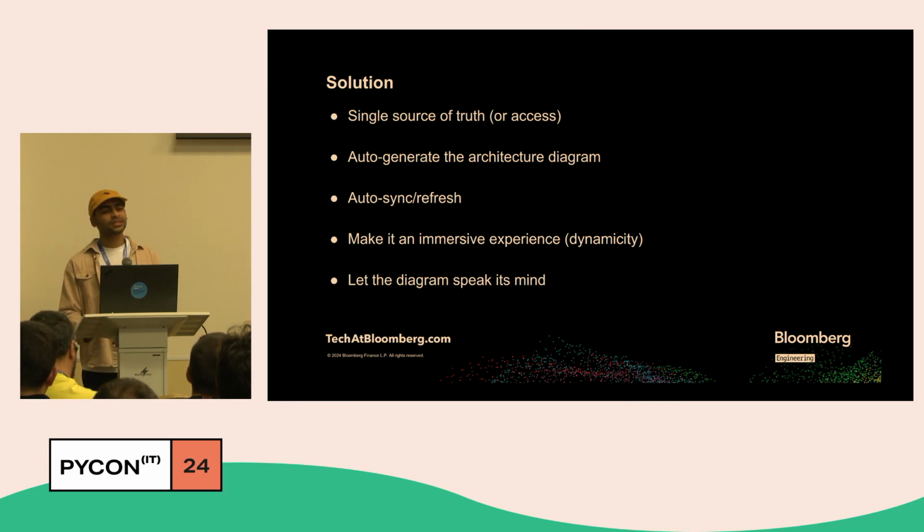So what would an ideal solution look like? It should be a single source of truth, where I just give you one link, one page, or one place where everything is there. It's not distributed, it is very easy to access, and everything is condensed in one place. On top of that, if anything changes in your system, it can be auto-generated, auto-synced, and auto-refreshed.